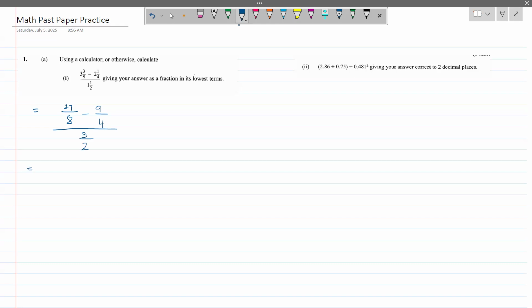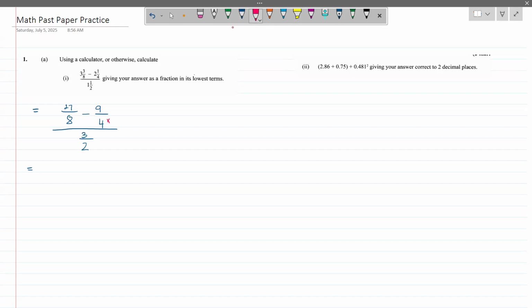All right. Now, some students tend to separate the numerator and the denominator here. We want to work everything together. So on top, we have 27 over 8 minus 9 over 4. We want to equate the denominators here, meaning that we want both of them to be the same thing. So we will think of our LCM of 8 and 4, which is going to be 8. So we want the denominators to both be 8.